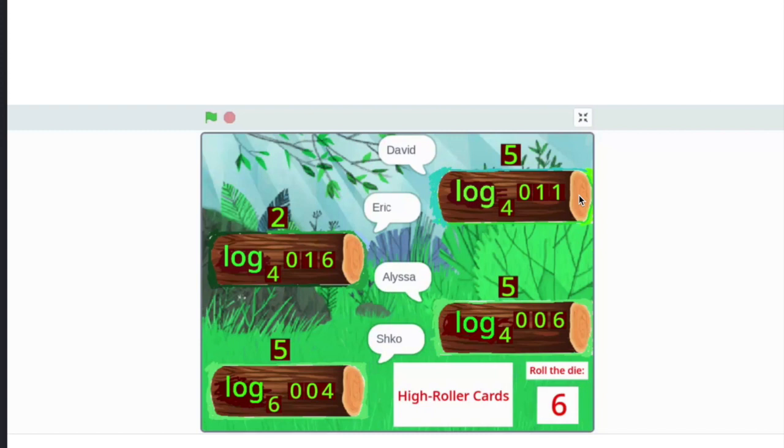Other comments? I think everyone's just scared of logarithms. Still? See, they're not scary. They're just little logs. They're logs.